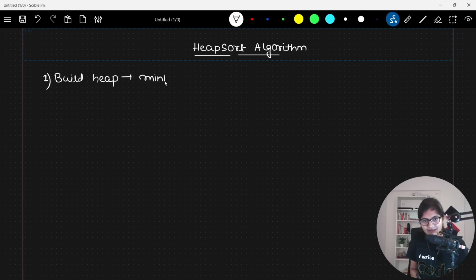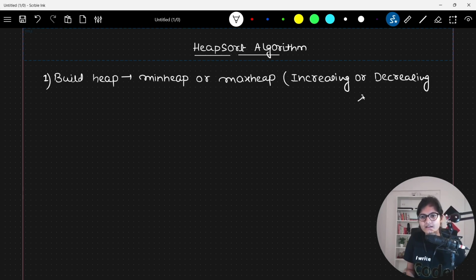It can be a Minheap or a Maxheap. It doesn't matter. It depends upon whether you want your data in an increasing sorted manner or in a decreasing sorted fashion. So according to that, you are building a heap. Now we have already discussed the time complexity required to build any heap. That will be big O of n, right?